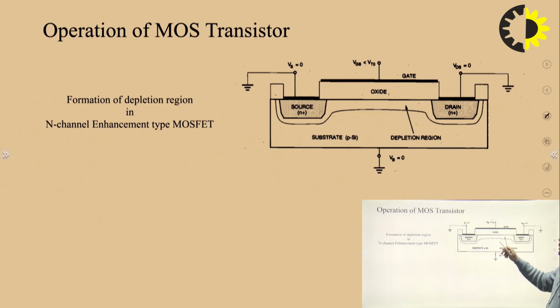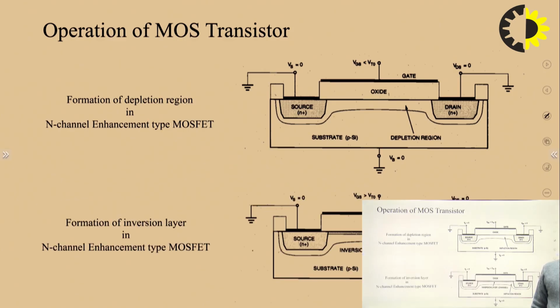So there is no channel, only a depletion region, as we discussed. If we apply a small voltage at the gate terminal, we have a depletion region, right? So this is the formation of the depletion region. Then, when we apply a large positive voltage at the gate terminal, we have an inversion layer, that is nothing but a channel between source and drain, right? So this is an n channel enhancement type MOSFET because we have created an n type channel between source and drain. So this is the formation of the inversion layer.